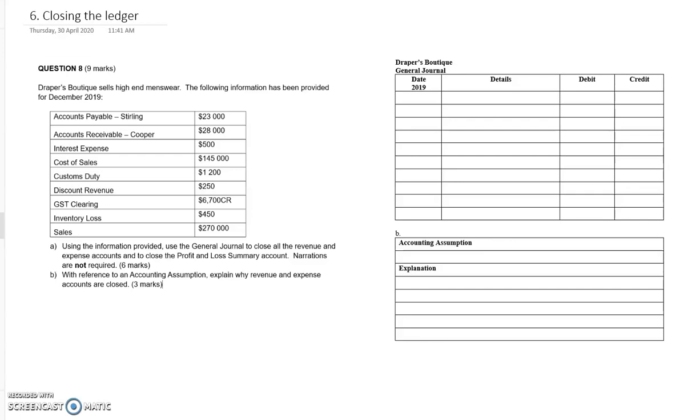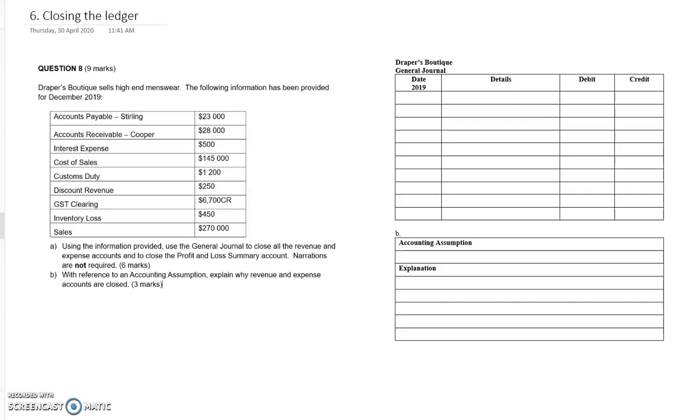Okay, hello. Hopefully you have had a chance to work your way through question 8. I'm going to go through the solution to it now. So first thing I asked in part A is using the information provided, use a general journal to close all revenue and expense accounts and to close the profit and loss summary account. Narrations are not required.